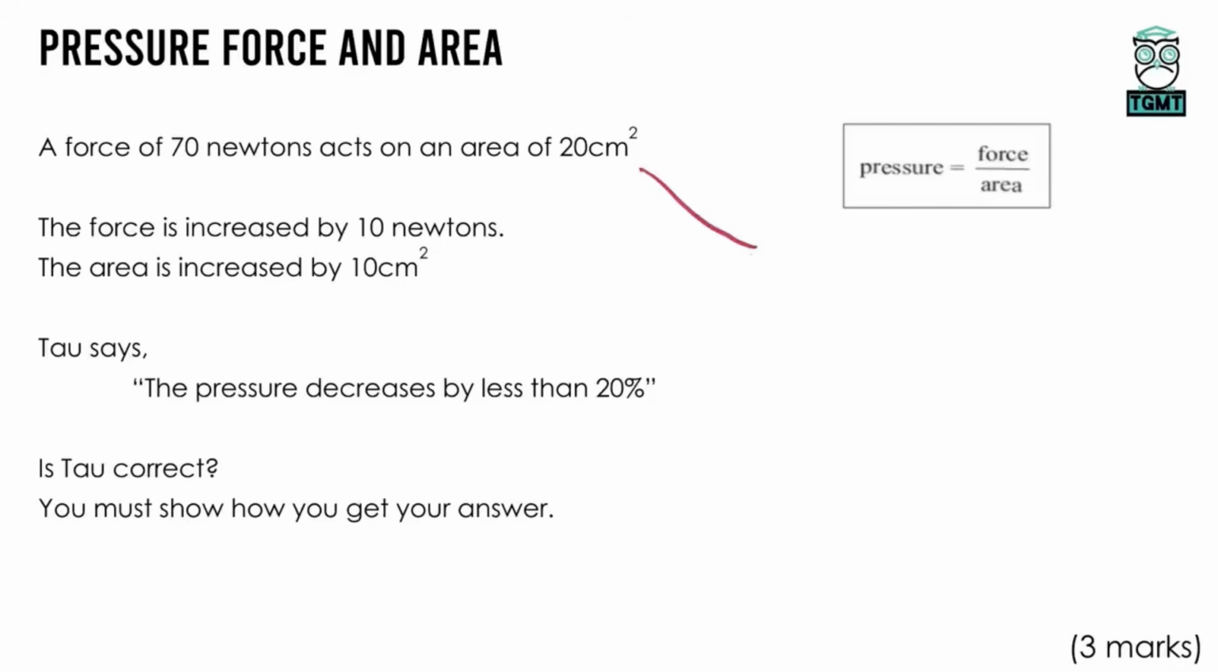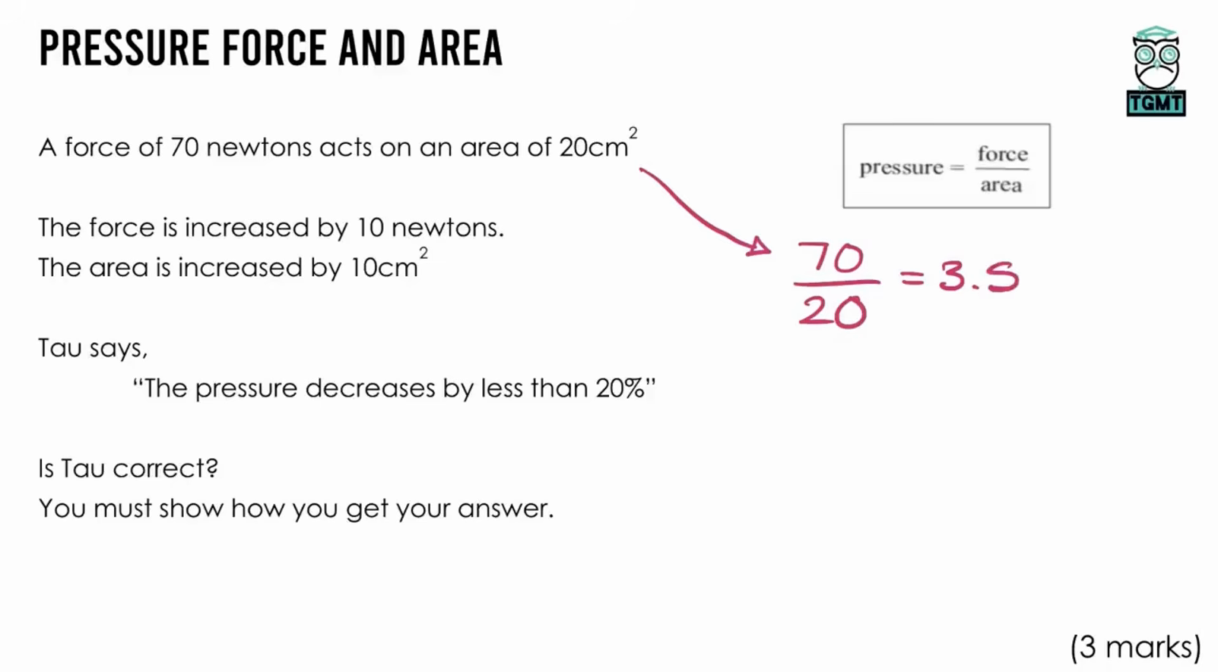So if we start off by using our initial numbers, we have a force of 70 and an area of 20. And we can type that in on our calculator. 70 divided by 20 gives us 3.5. So there we go, that's our initial amount.